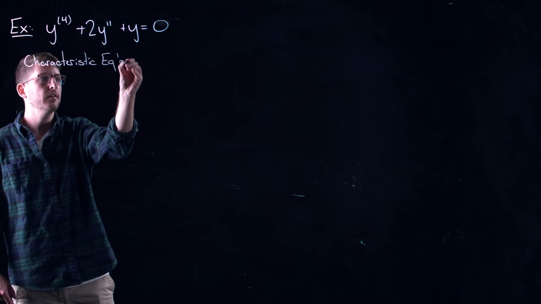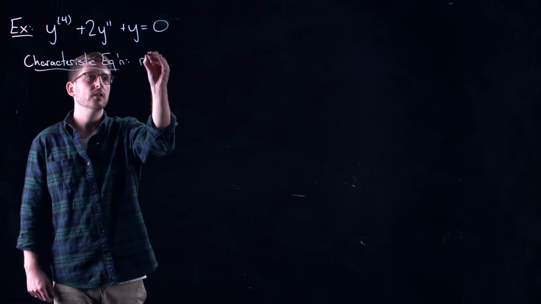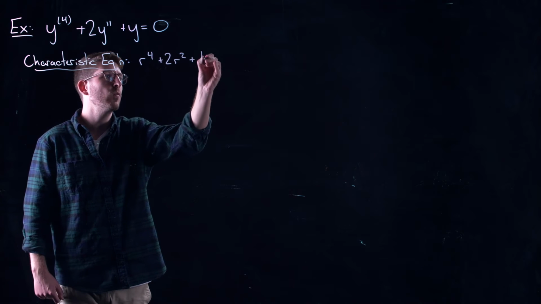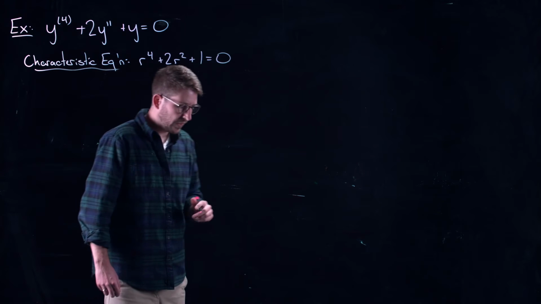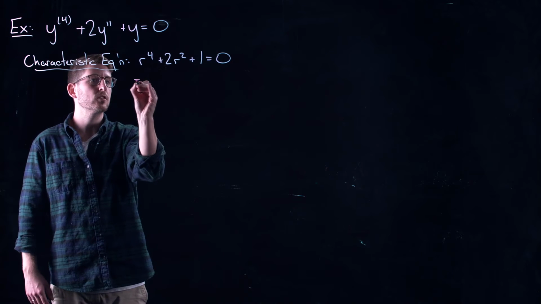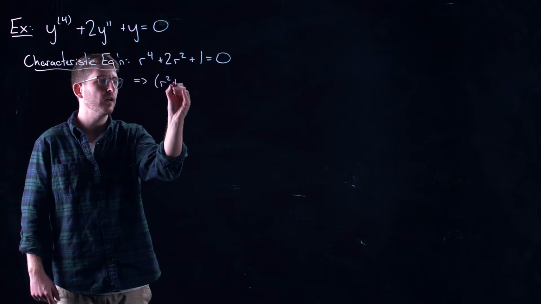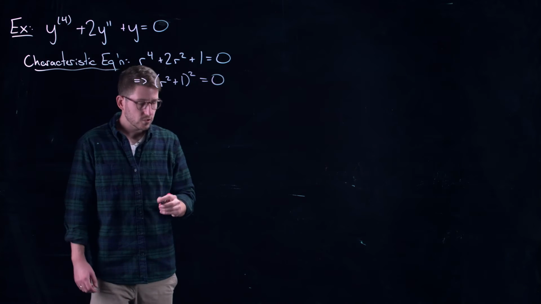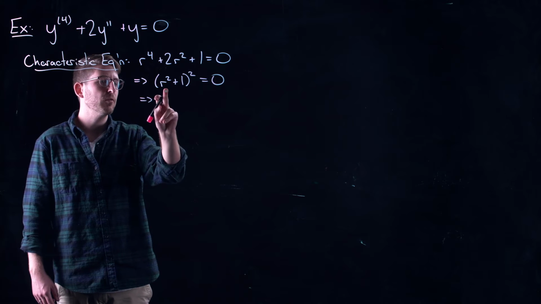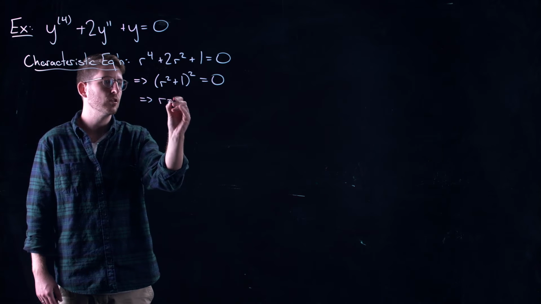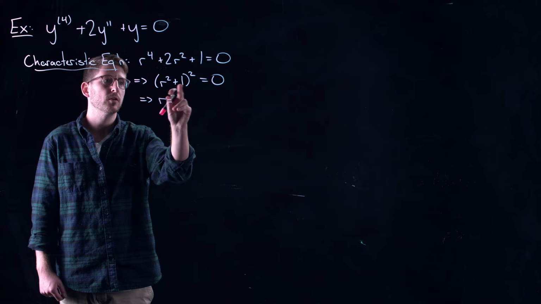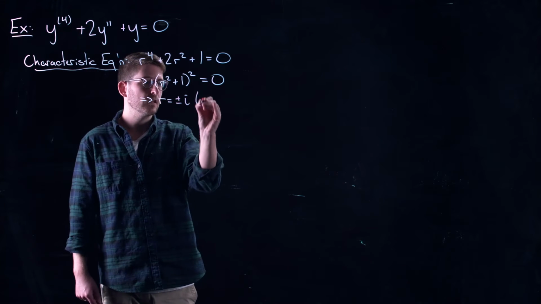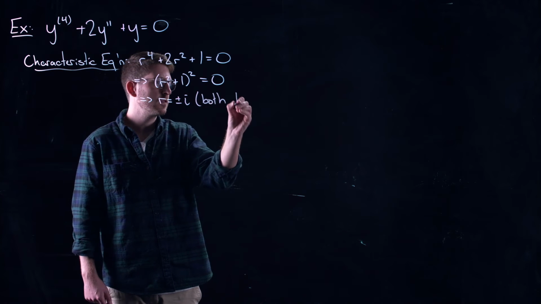Characteristic equation gives r to the 4 plus 2r squared plus 1 is equal to 0. Well, this is actually an expansion of a square. This is the same as r squared plus 1 all squared is equal to 0, which gives us that we have a double root. So now solving this, r squared plus 1 equal to 0, r equal to plus or minus i. And in this case, they're both double roots.